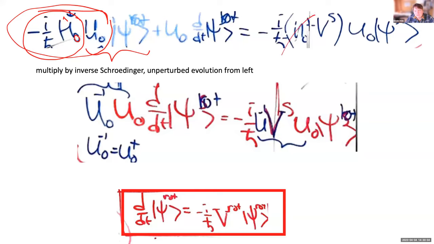So the Schrodinger unperturbed evolution, this times this, and in this term. So they can be canceled. Upon this cancellation, one is left with two terms: the evolution operator applied to the time derivative of the wave function in the rotating frame, and the perturbation Hamiltonian in the Schrodinger picture applied to the evolution operator applied to the rotating frame wave function.